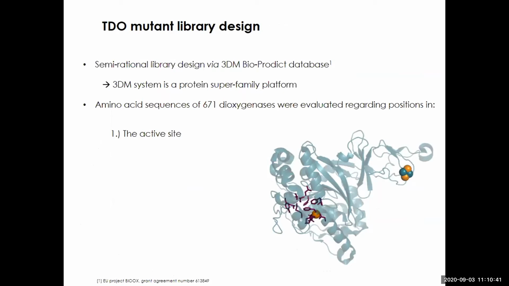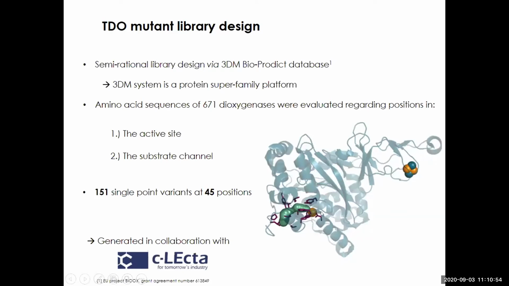Then we evaluated their amino acid occurrence on two areas. The first one is the active site, shown here in purple, around the catalytic iron. And the second one, the substrate entrance channel, shown here in blue, with the residues again in purple. In the end, we designed a library targeting 151 single point variants at 45 different positions, combined in the active site and in the substrate channel. And this library was generated in collaboration with our cooperation partner Enzymicals from Greifswald.